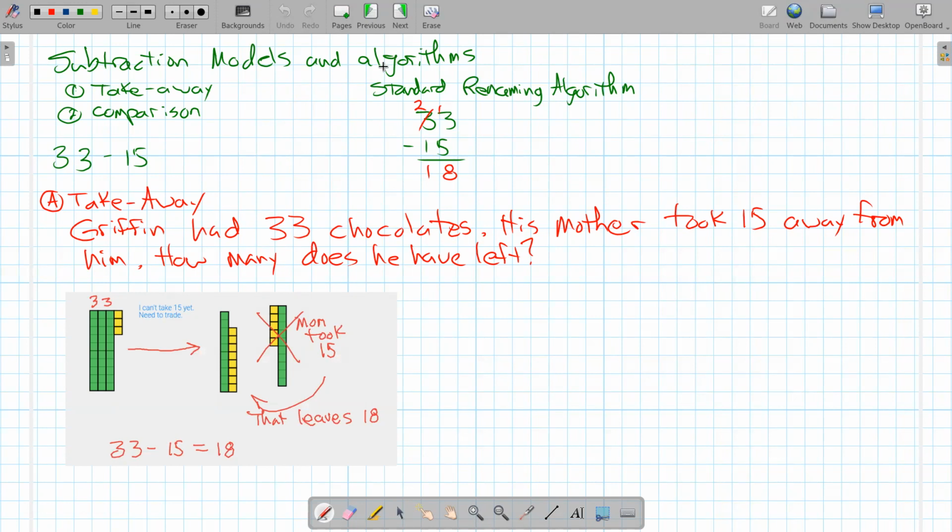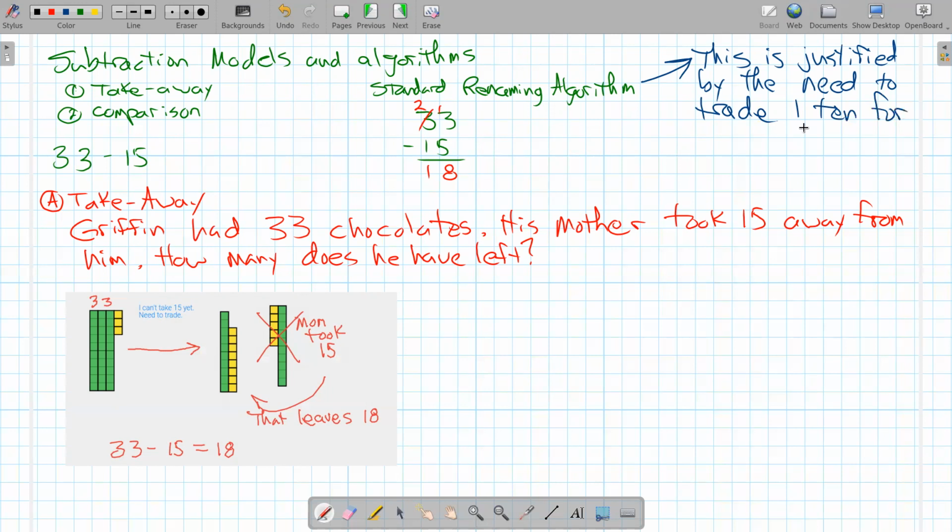Now, how do they relate to the standard algorithm? The key there is that we had to do that trade. So just a side note here, this algorithm is justified by the need to trade 1 ten for 10 ones.